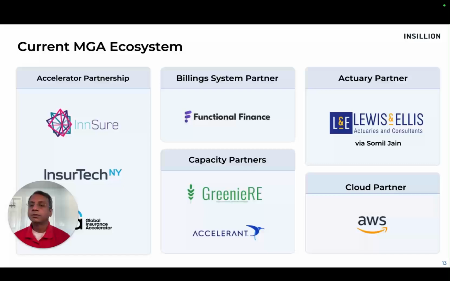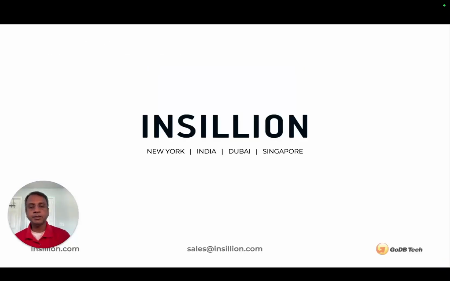They are listed vendors of these accelerators like Insurtech and GIA. And we have integrated with Functional Finance for your capacity needs. We can work with Greenlight or Accelerant, Lever and Ellis, and we have partnered with AWS for our cloud hosting. That gives us a very secure environment where your data does not leave your private network.